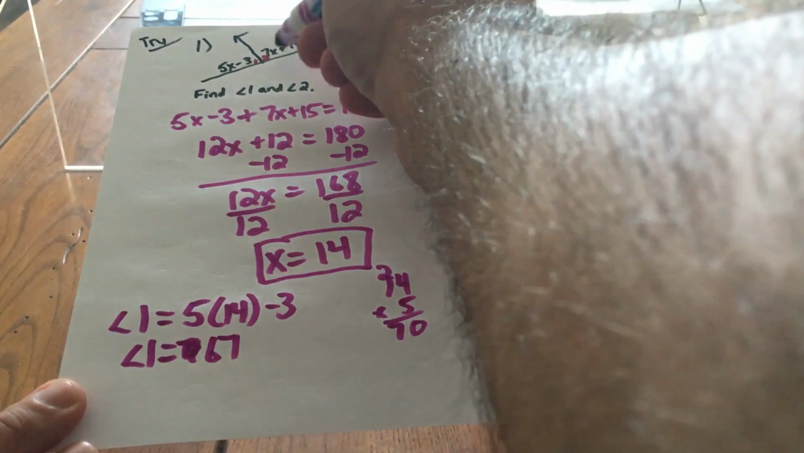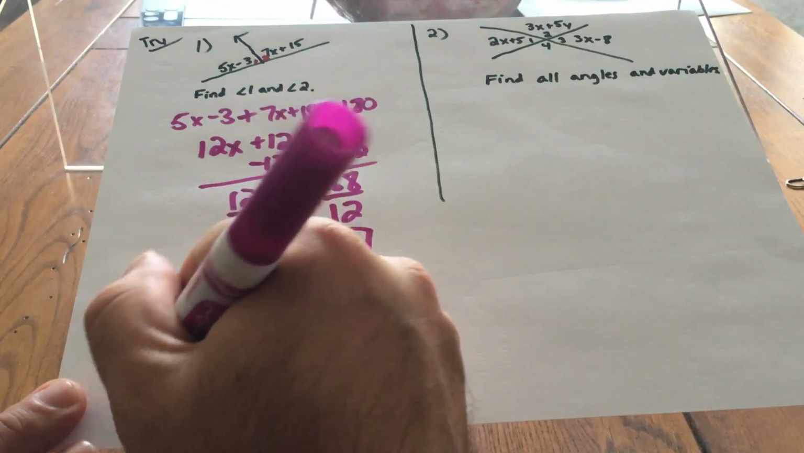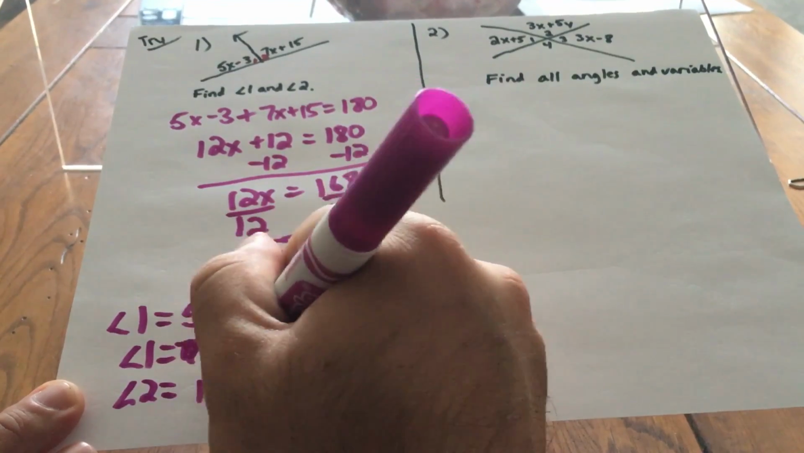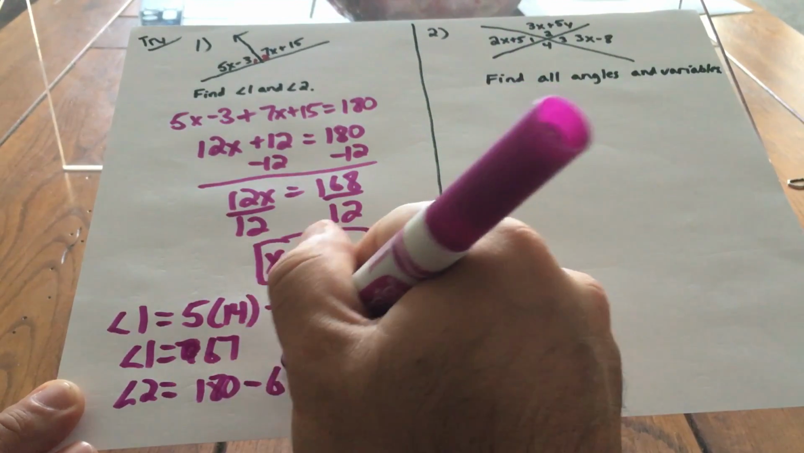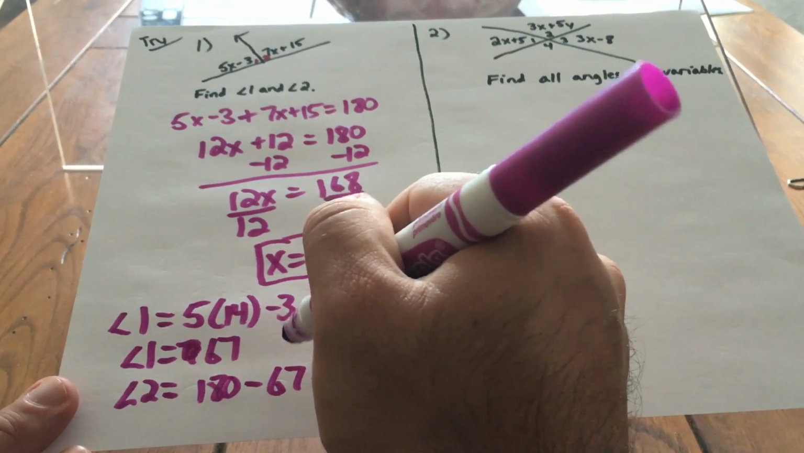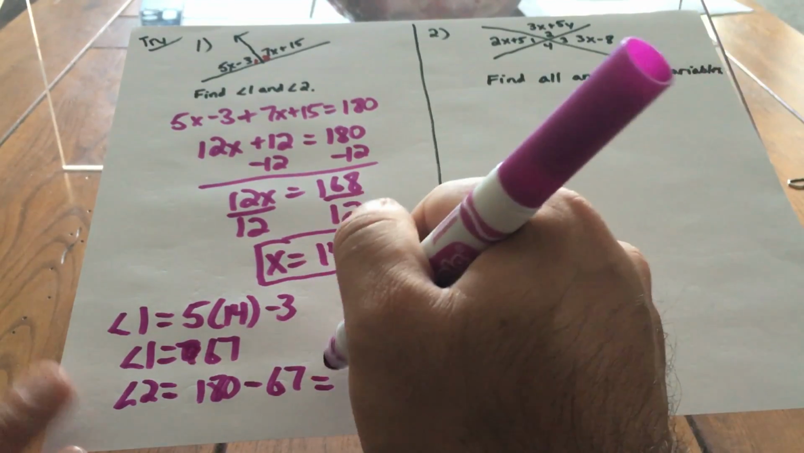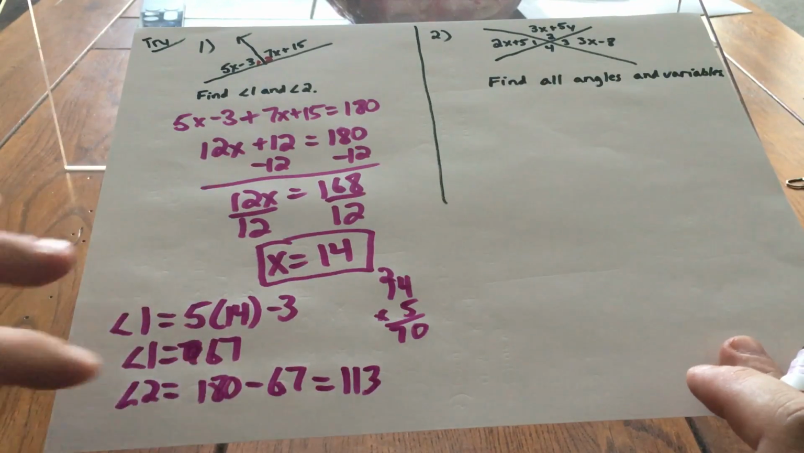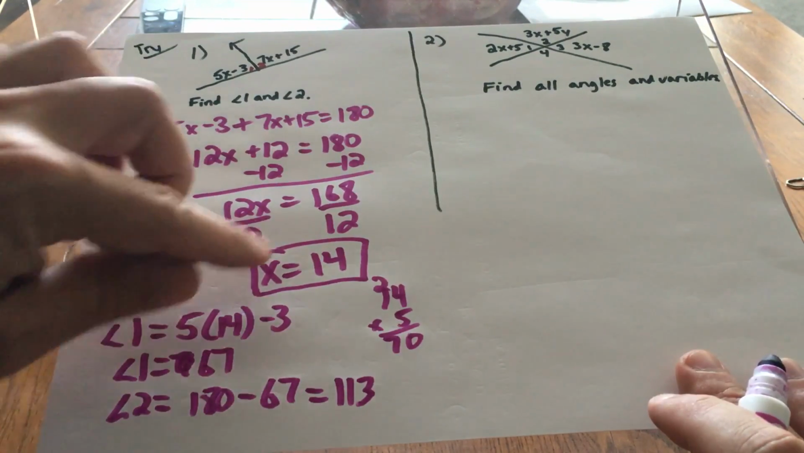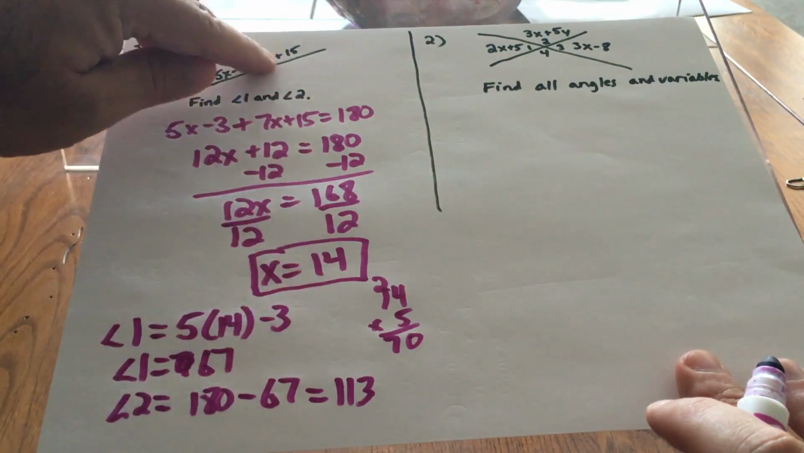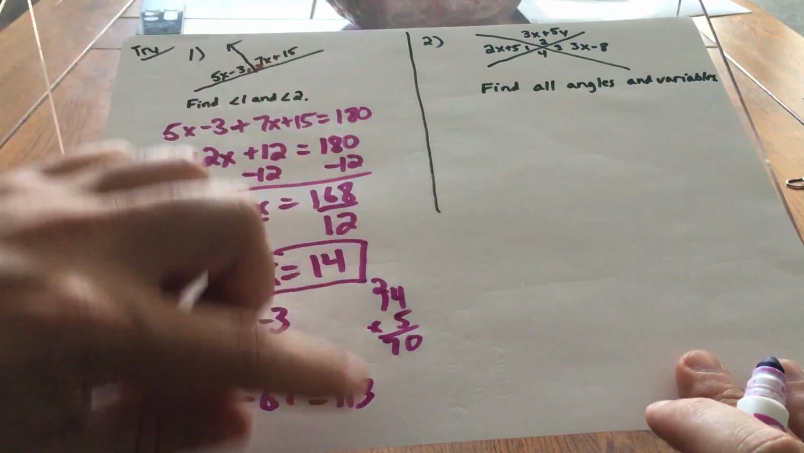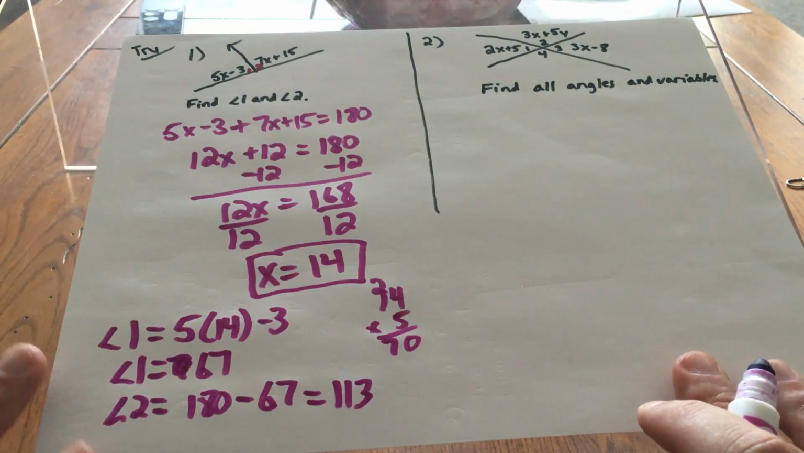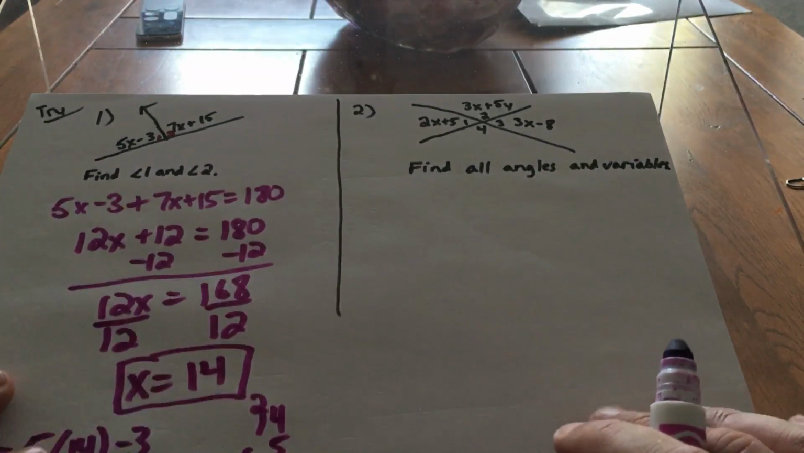And then we said you don't even have to put it into that second expression for angle 2. You just take 180 minus what you found for angle 1. That'll give you the answer, right? So this is going to be equal to 113. So angle 1 is 67, angle 2 is 113. If you wanted to check your work, take 14 and plug it into that expression, and you will get 113. All right, so that's how you handle example 1.